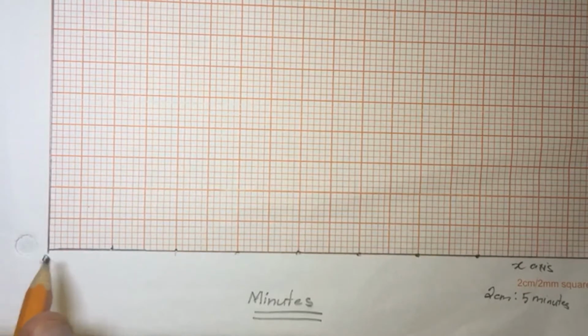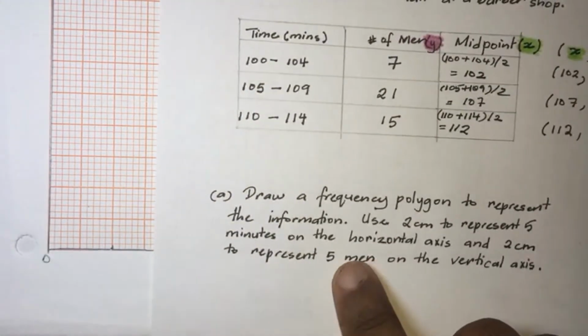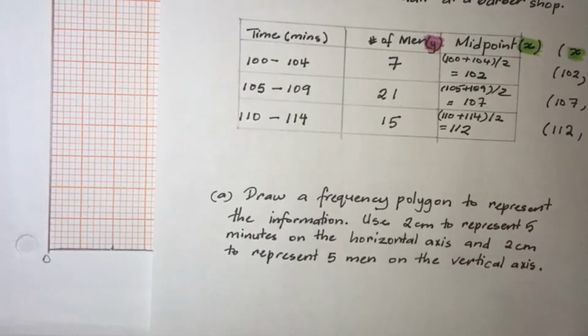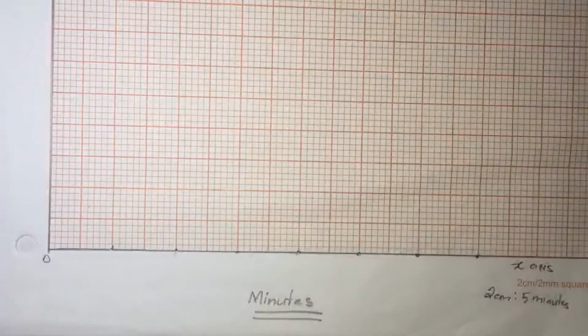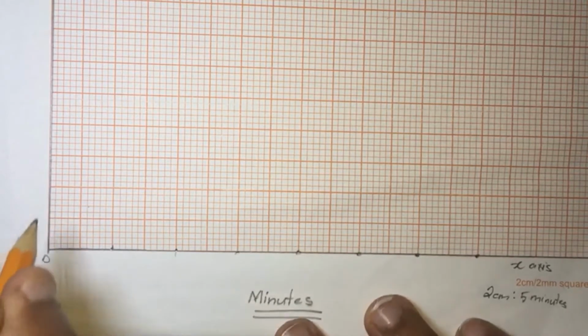So then I would have put in my 2 centimeter marks. According to the question, for my y-axis, it's a similar scale. I am to use 2 centimeters to represent 5 men on the vertical axis. So every 2 centimeters should represent 5 men. So I'm going to put in my 2 centimeter marks.